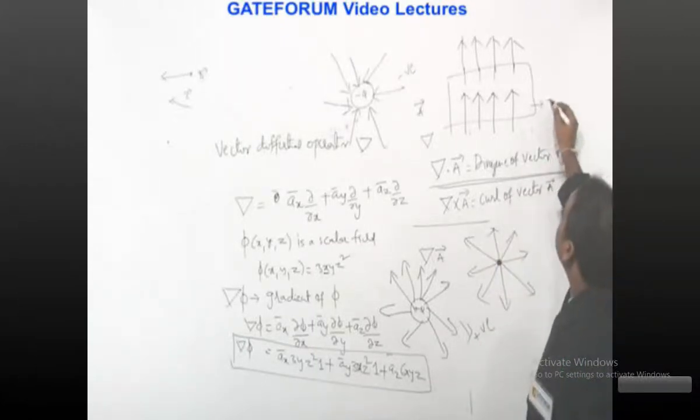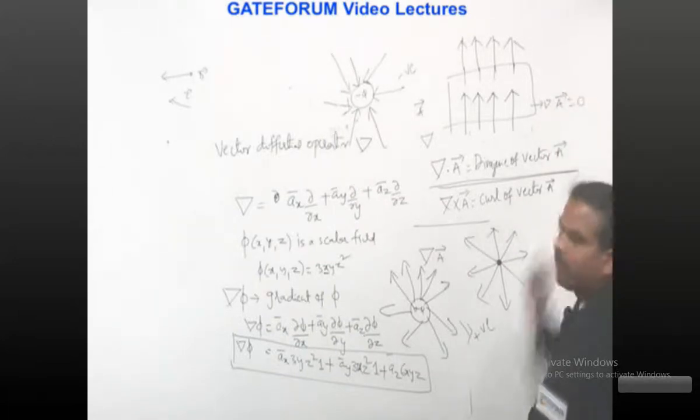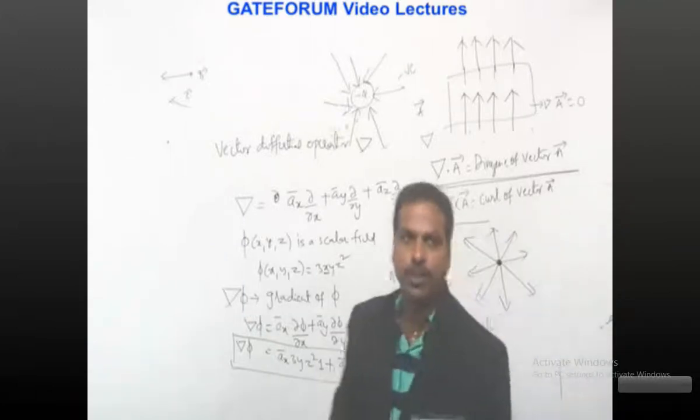That means you can say here the divergence is nothing but zero. The divergence is nothing but zero.